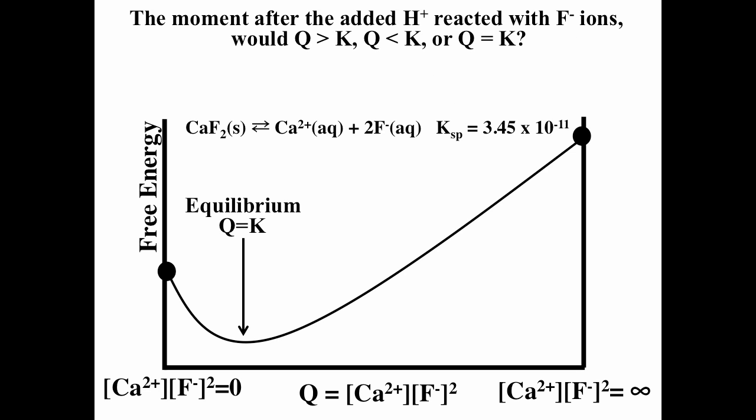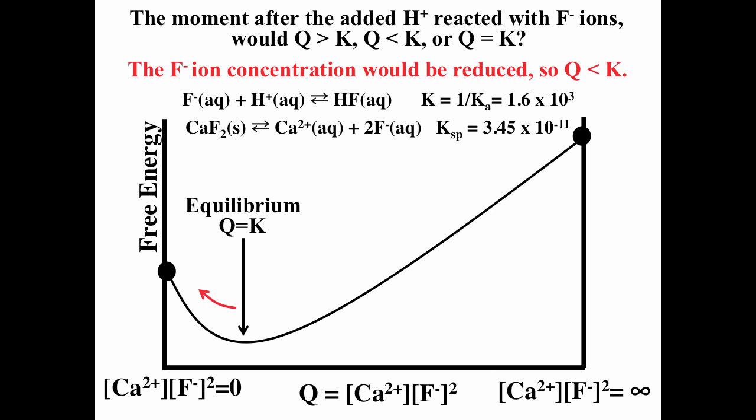And so the moment after hydrogen ions react with F minus ions, does that mean Q would be greater than K, less than K, or equal to K? Now if we look at it, basically what we're saying is that the fluoride ions are going to react with hydrogen ions. Now Q is equal to calcium ion concentration times fluoride ion concentration squared. And so if we remove the fluoride ions, our Q is going to go down. And so the system's going to go to the left.